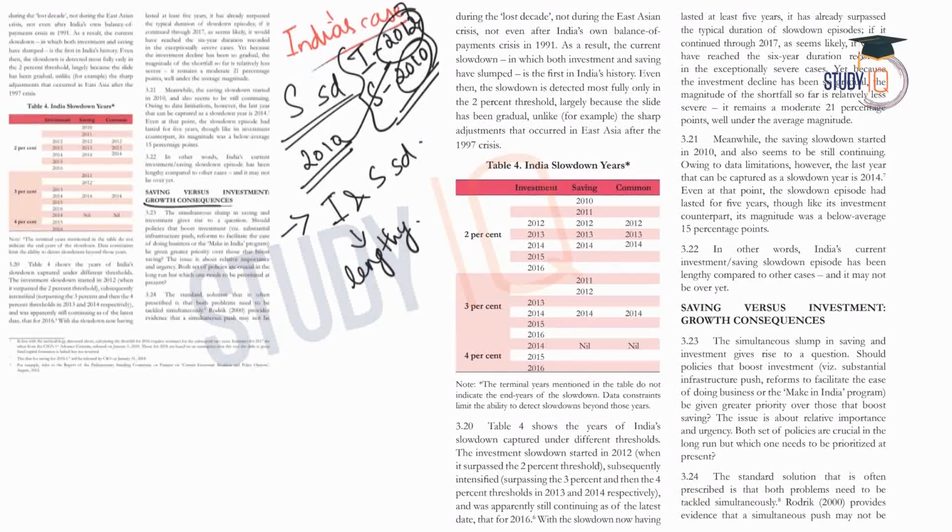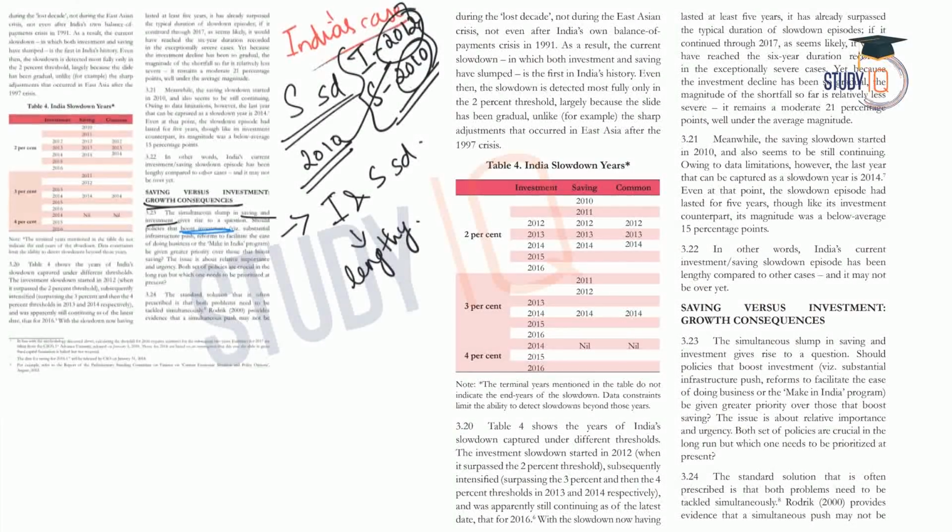Now coming to the growth consequences. As we said, India is experiencing a saving as well as investment slowdown. So the question is, which one needs to be given importance? The investment slowdown or the saving slowdown? Reviving the investment slowdown means boosting investment through policies like infrastructure push, reforms to facilitate ease of doing business, or the Make in India program. Such things boost investment, or the country should give priority to boosting saving. That is the question here.